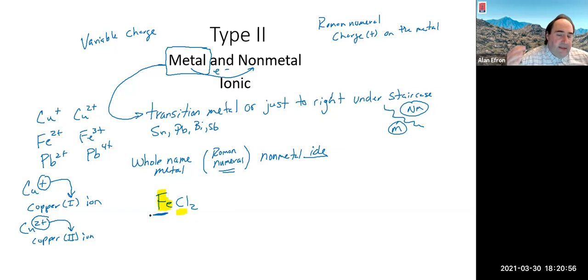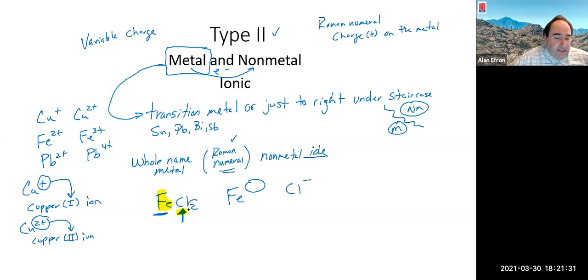As soon as you see that transition metal in a formula, you should think of type 2. You also should think, I need a Roman numeral. What that really means is, you may not know right off the bat what the charge is on the iron. The good news is you will always know what the charge is on what's attached to the metal. In this case, we have Cl. Cl is group 7, so we know that group 7 has a -1 charge.